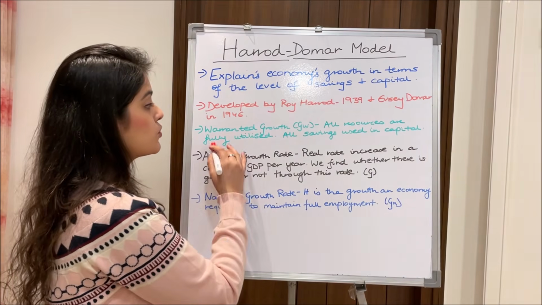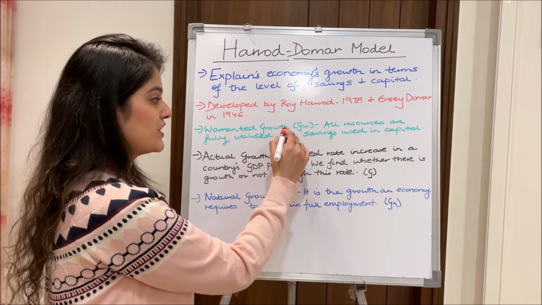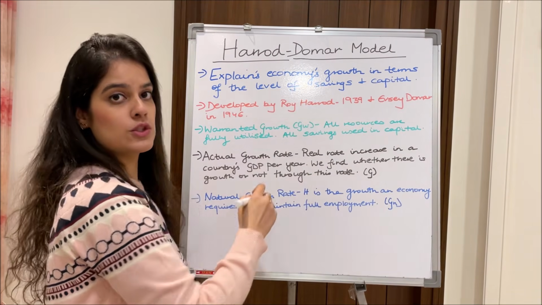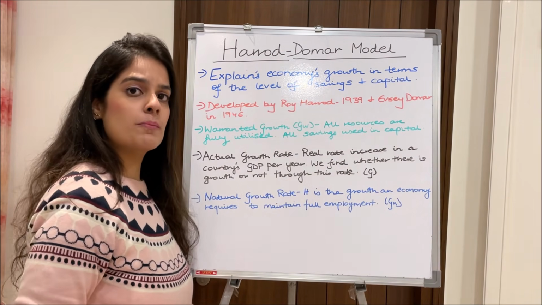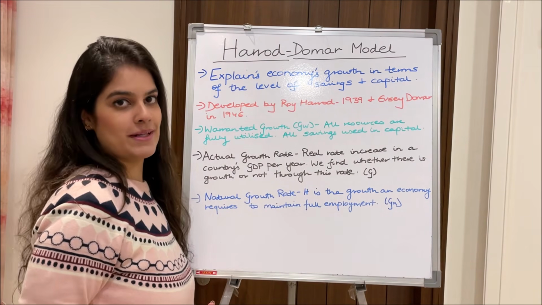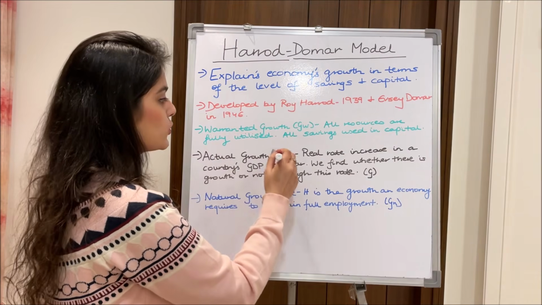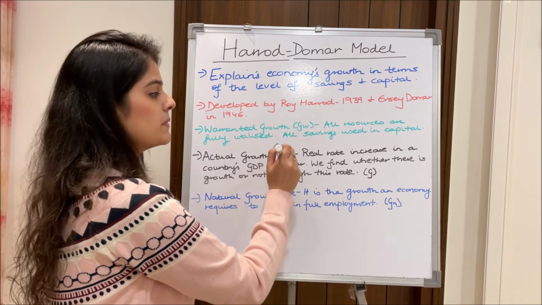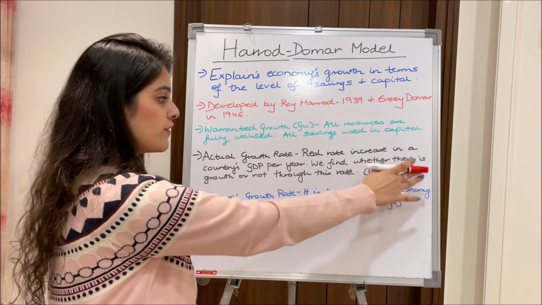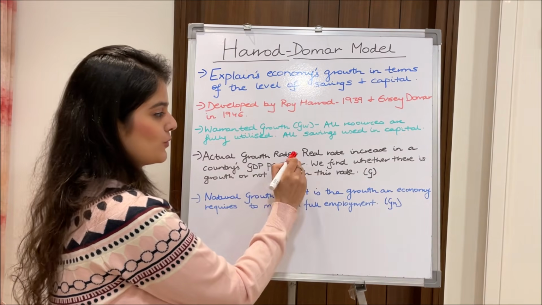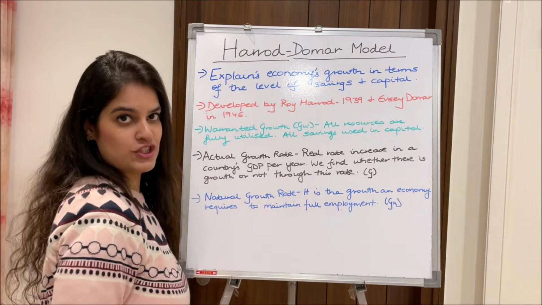So firstly, coming to warranted growth, which is represented by GW. Here all resources are fully utilized. This is also known as the full employment rate of growth, and all savings are used and converted into capital. Secondly, coming to the actual growth rate, it is the real rate of increase in a country's GDP per year. So, to find whether there is growth or no growth in the economy, we use the actual growth rate, and it is represented by just G.